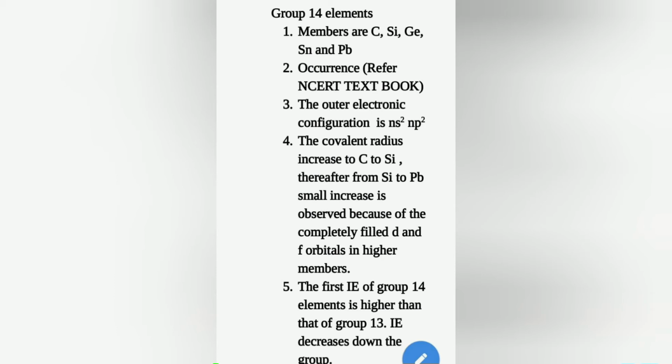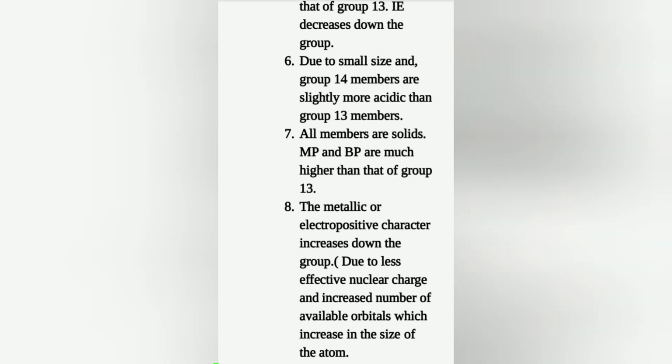members. Okay, the first ionization enthalpy of group 14 elements is higher than that of group 13. Ionization enthalpy decreases down the group. Due to small size, group 14 members are slightly more acidic than group 13 members. All members are solids. Melting and boiling points are much higher than those of group 13 members. The metallic or electropositive character increases down the group due to less effective nuclear charge and an increased number of available orbitals, which increases the size of the atom.